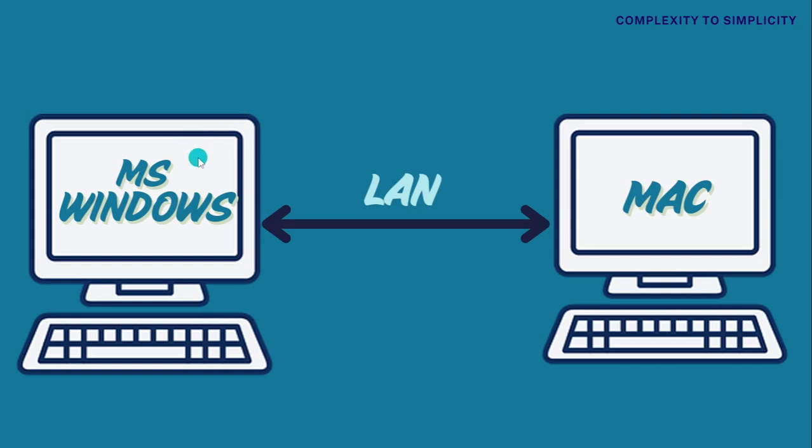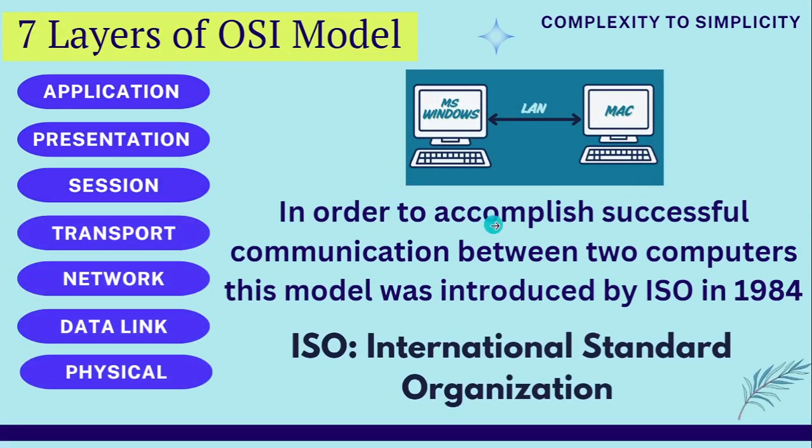But if one of the computers is based on MS Windows and the other has a Mac operating system, the question arises of how these two computers are going to communicate with each other. In order to accomplish successful communication between such computers or networks, the OSI International Model was introduced by ISO in 1984. ISO is an organization whose full form is International Standard Organization.